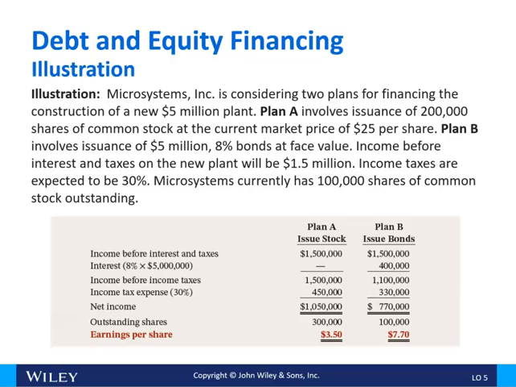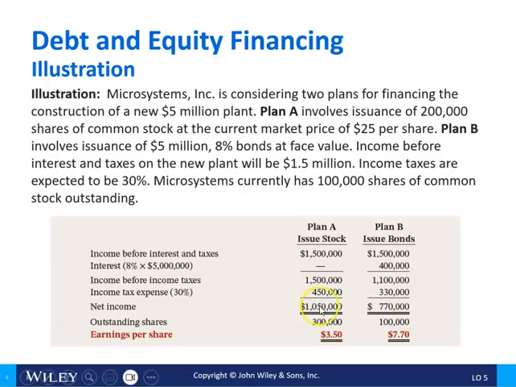So we'll look at an illustration here. Microsystems is considering two plans for financing the construction of a new $5 million plant. Plan A involves issuing 200,000 shares of common stock at the current market price of $25 per share. Plan B involves issuing $5 million of 8% bonds at face value. Income before interest and taxes on the new plant will be $1.5 million. Income taxes are expected to be 30%. Microsystems currently has 100,000 shares of common stock outstanding.